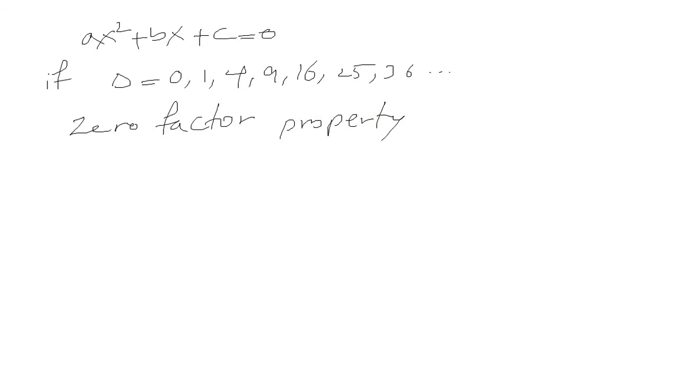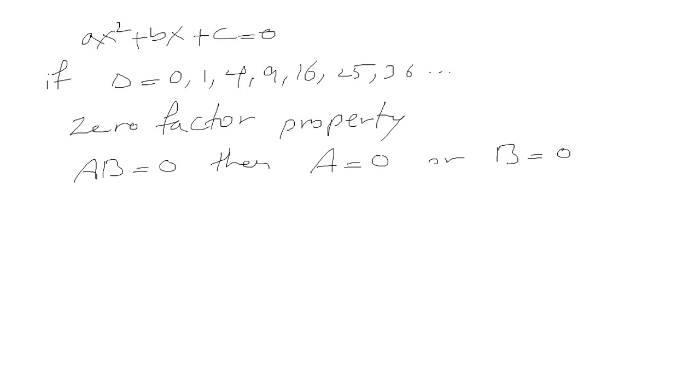Zero factor property says if AB equals 0, then either A is 0 or B is 0. So that's the zero factor property. If I have the product of two factors, A and B, and that's 0, then either A is 0 or B is 0, or both of them are 0. This is the zero factor property.